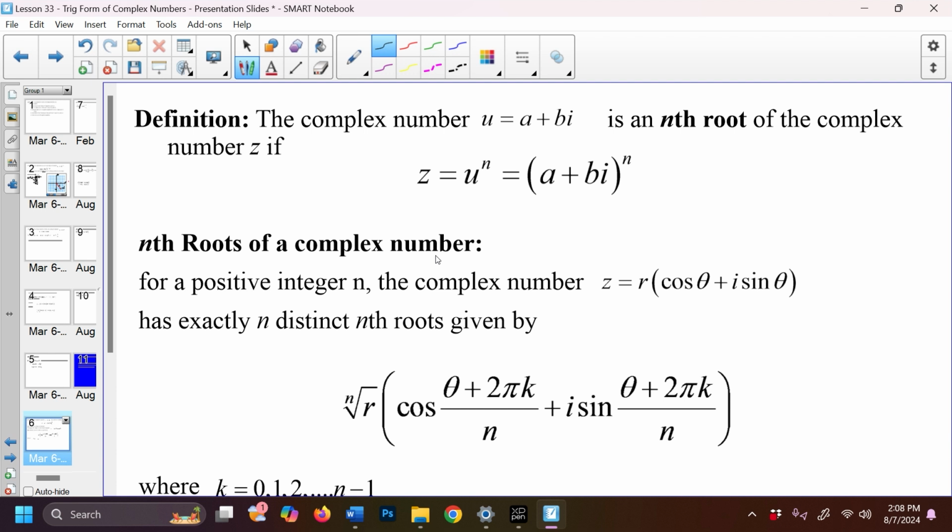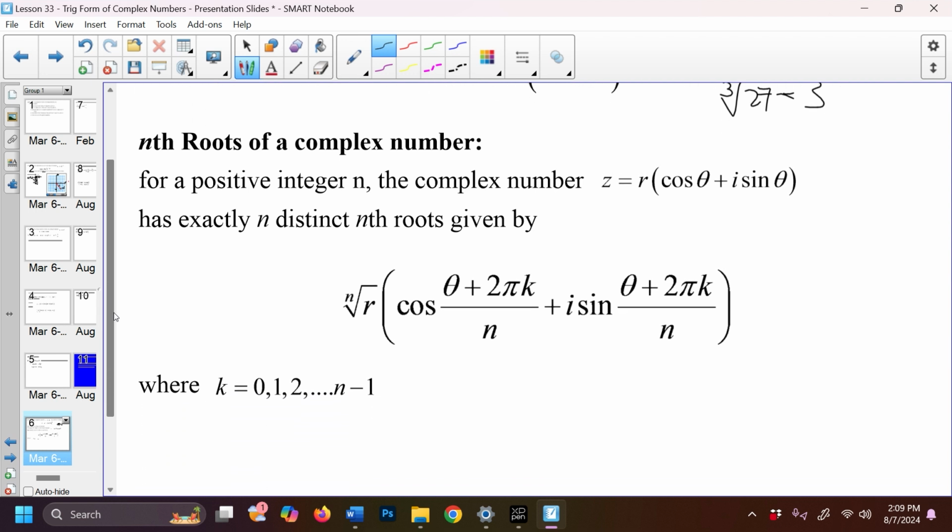Now, if we said what is the third root of 27, you'll remember that that is 3. In the complex plane, though, any number, whether it be a real number or a complex number, has n number of roots in it. And so in the real number system, the third root of 27 is 3, but in the complex number system, 27 would have 3 complex roots.